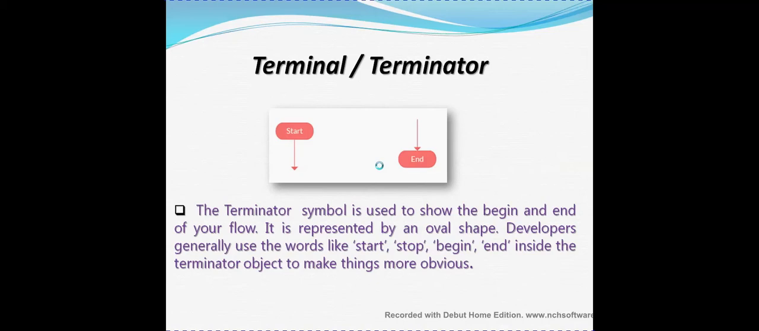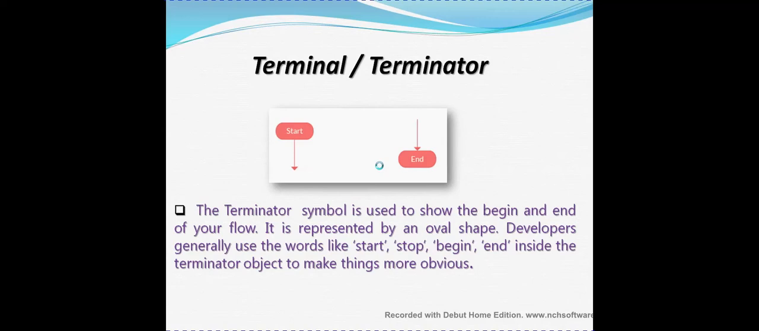Whenever you are starting any flowchart, you would add this shape, which is the start, and at the ending you would add this shape, end. And there are many words like start that you can include in this symbol. You can use stop also, you can use begin also, and you can use end also.